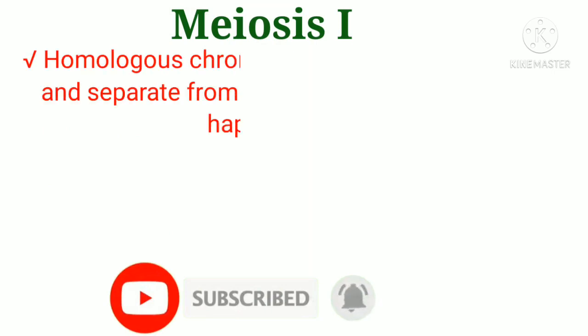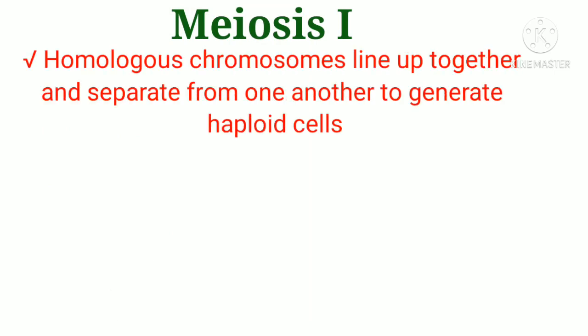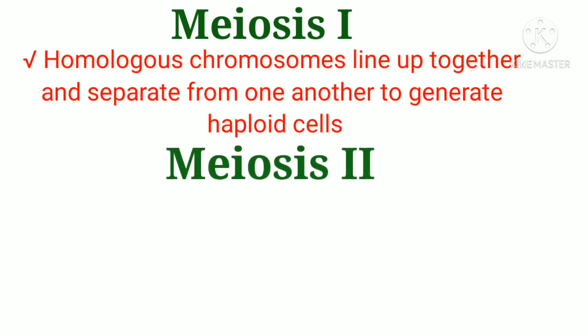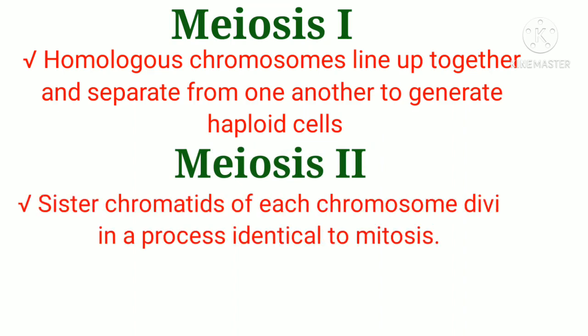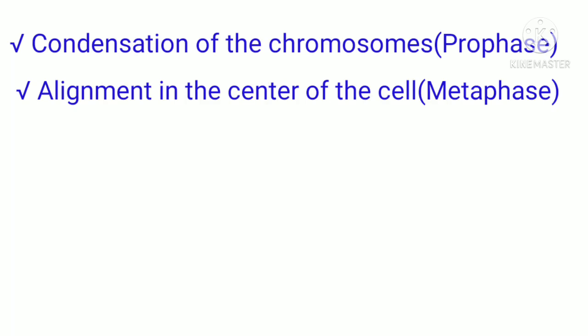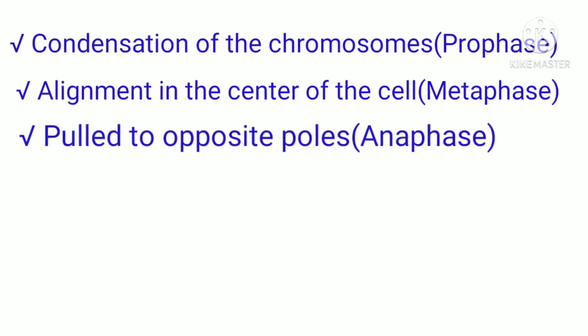In the first division of meiosis, the homologous chromosomes line up together and separate from one another to generate haploid cells. But in the second meiotic division, sister chromatids of each chromosome divide in a process identical to mitosis. The two meiotic divisions proceed in a stepwise fashion similar to that described above for mitosis. What are the steps? Condensation of the chromosomes, alignment in the center of the cell, being pulled to opposite poles, and followed by cell division.